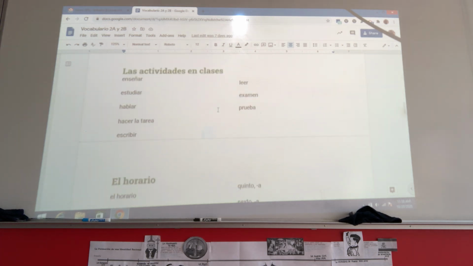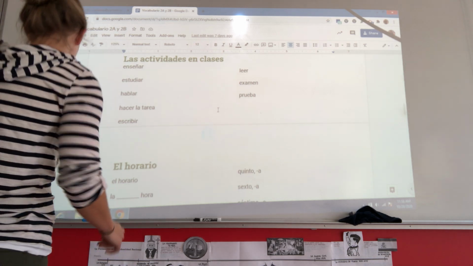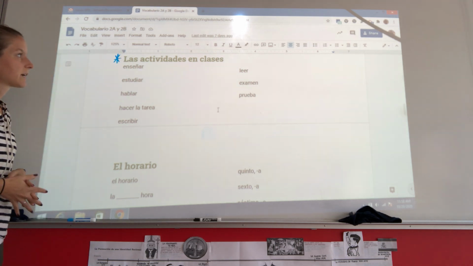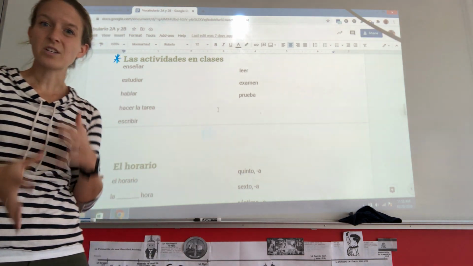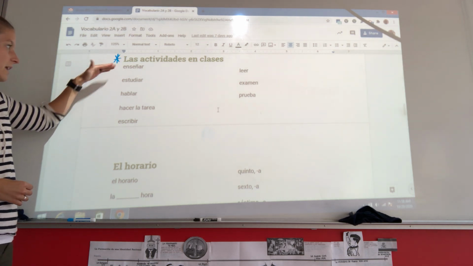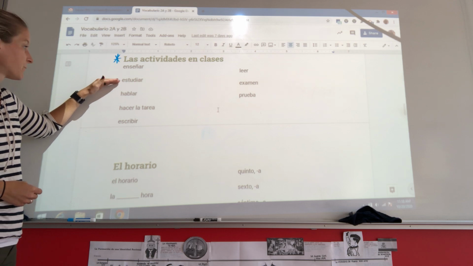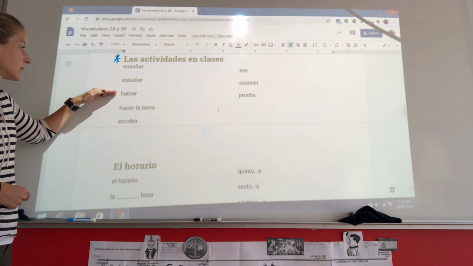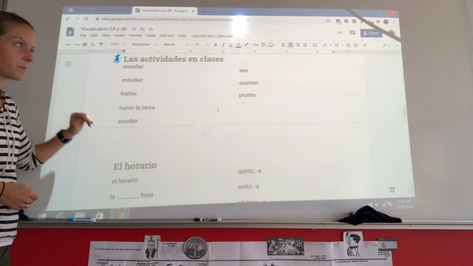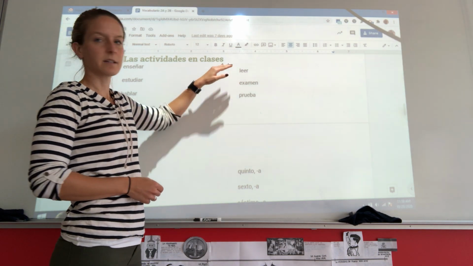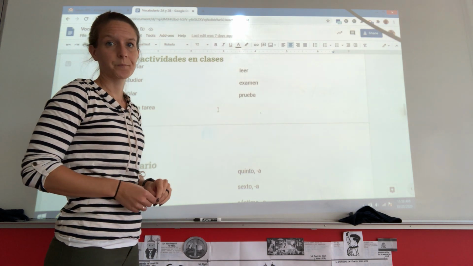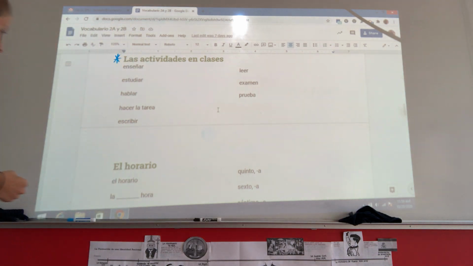Las actividades en las clases, okay? Some of these are familiar to you. We need to know these, okay? We need to work on memorizing those, right? You've already seen them. These are things that you might be doing in class, okay? So repite. Enseñar. Estudiar. Hablar. Hacer la tarea. Escribir. Leer. Examen. Prueba. Okay? Muy bien. Excelente.